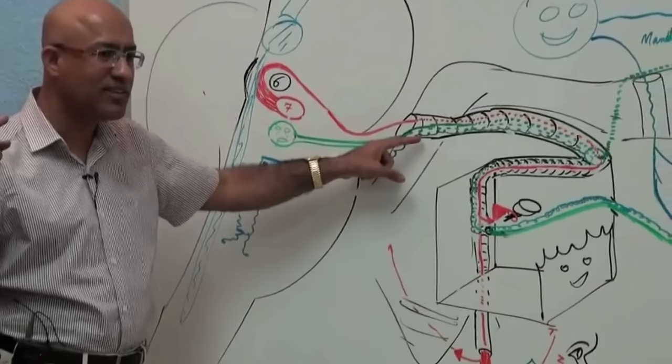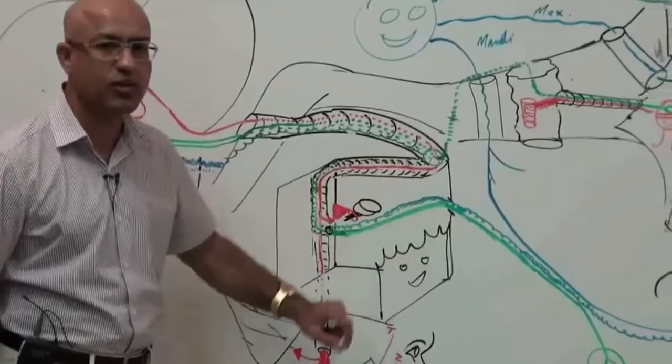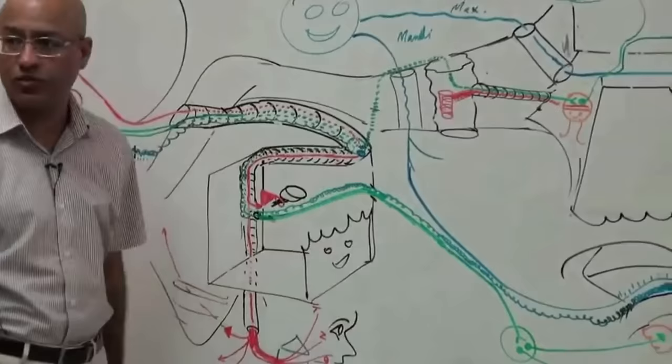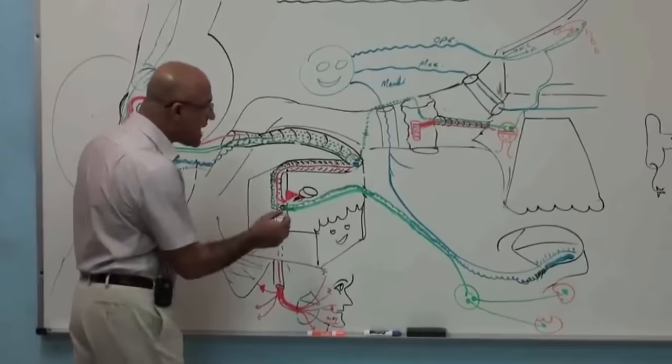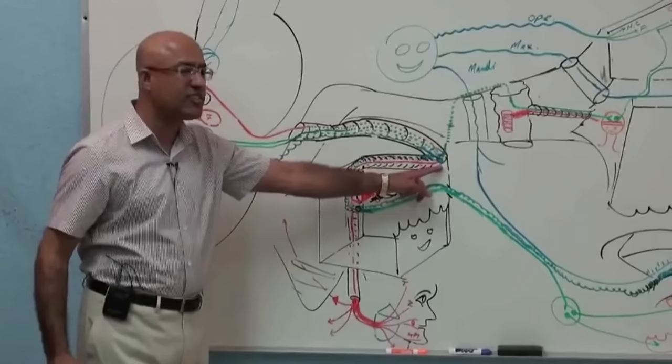Nervus intermedius. Taste fibers go through again with the facial nerve into the internal acoustic meatus. Taste fibers pass through the geniculate ganglion. Now this is the point to remember. Geniculate ganglion has the cell bodies of these taste fibers, and from these cell bodies, the peripheral process goes to the tongue and the central process goes to the nucleus tractus solitarius.